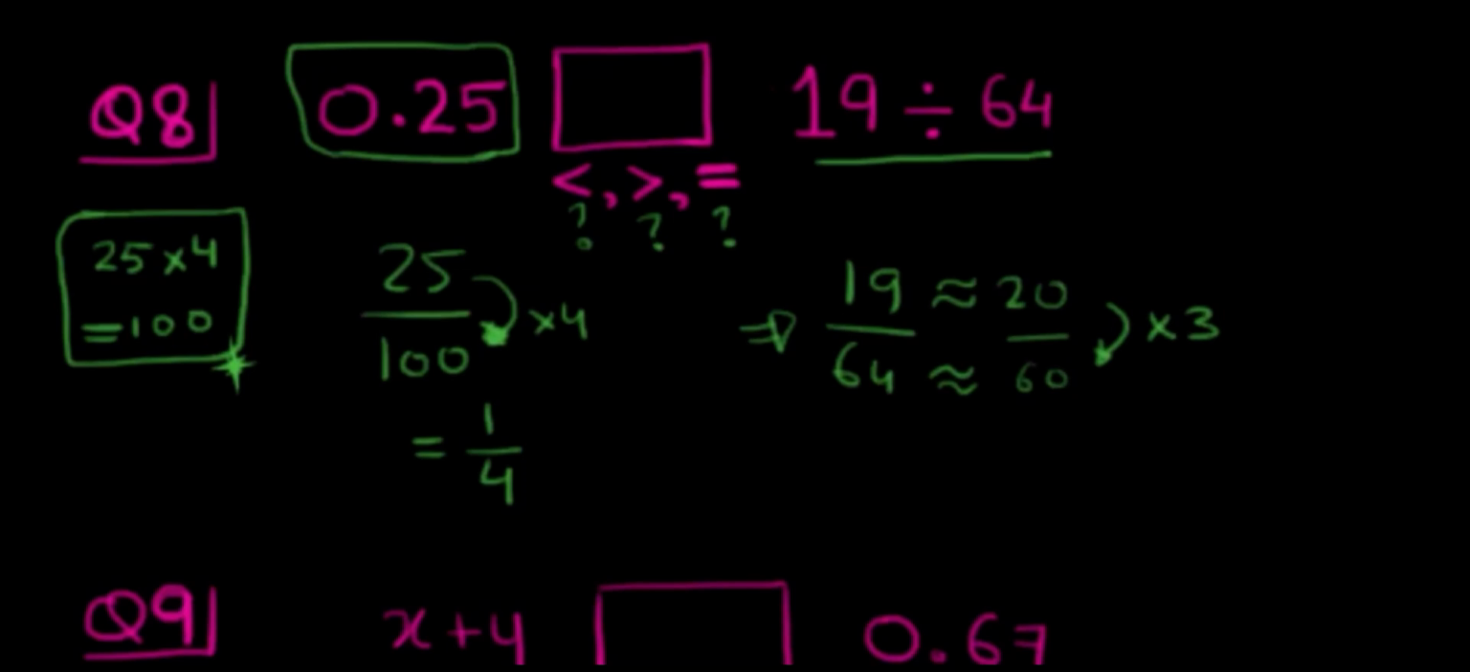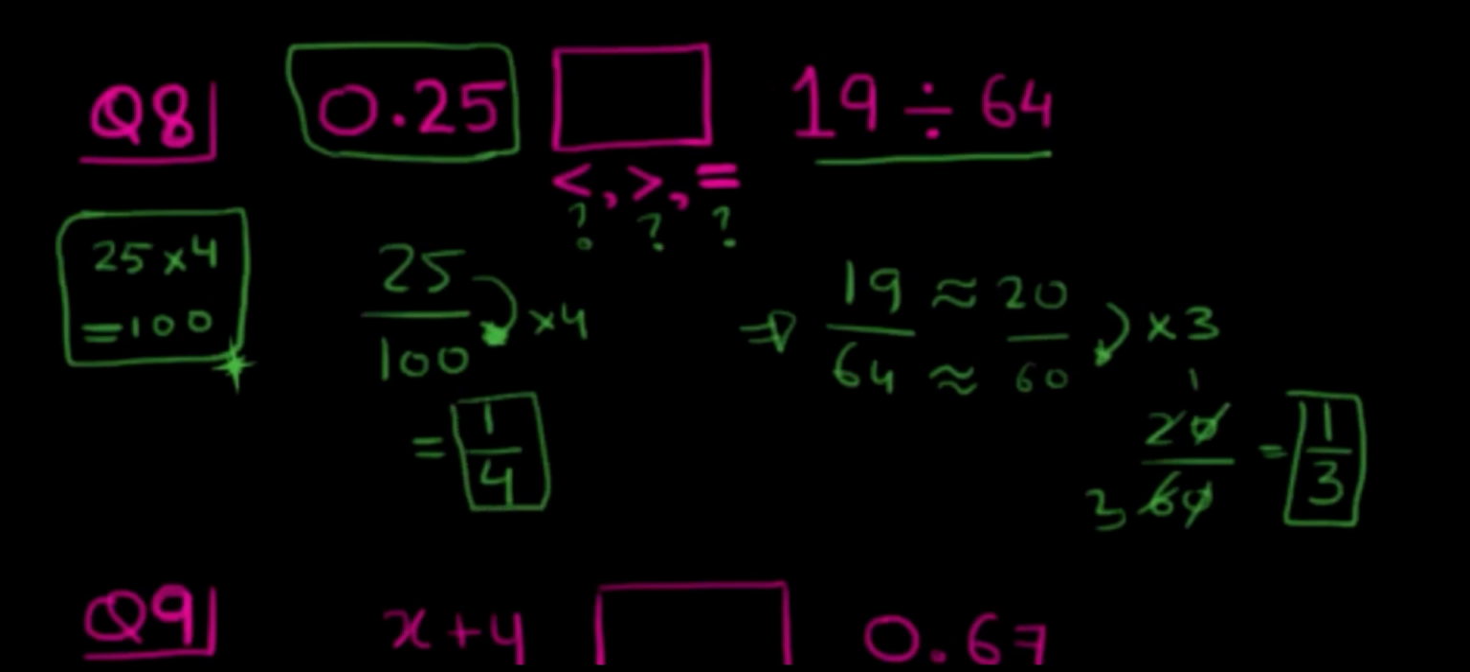20 over a 60, that's 1/3. 20 over 60. 0 goes with the 0, times 1, times 3. 2 times 1, 2. 2 times 3, 6. That leaves me with a third. Which is greater, 1/3 or 1/4? 1/3 is definitely bigger than a quarter. Divided into 4s, 1/4. Divided into 3s, 1/3. 1/3 is bigger than 1/4.